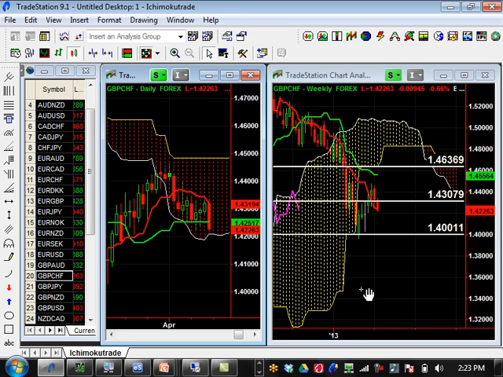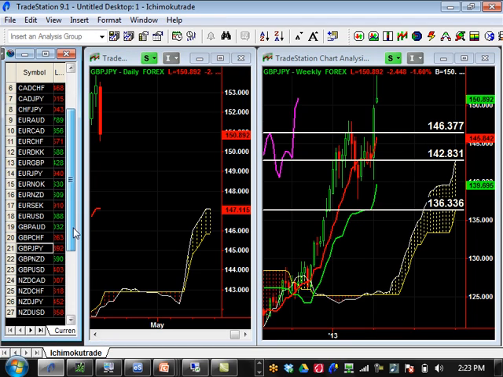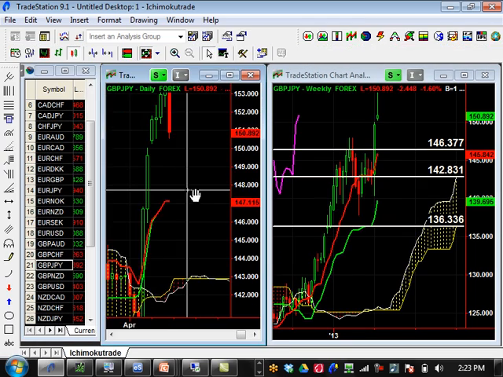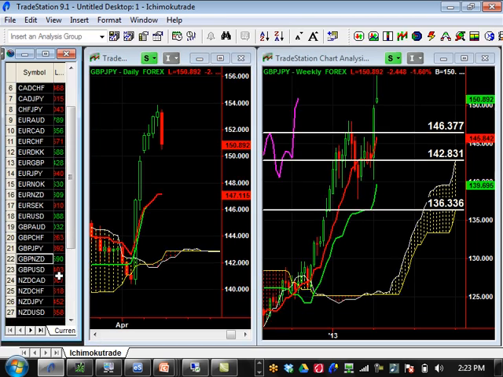Pound Switzy, really not doing anything at all except ranging between 4001 and 4307. Nothing exciting there. Most Switzy pairs typically are not. Pound Yen, just like all the yen pairs, this is very strong. Support on this one is basically right around 147.11, and the next one is about 145.84.